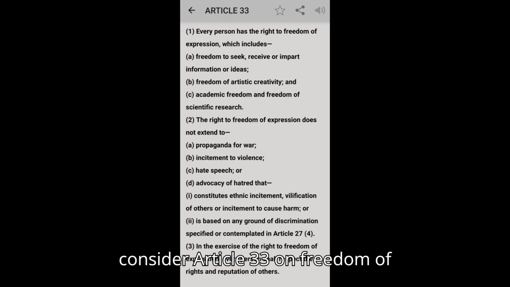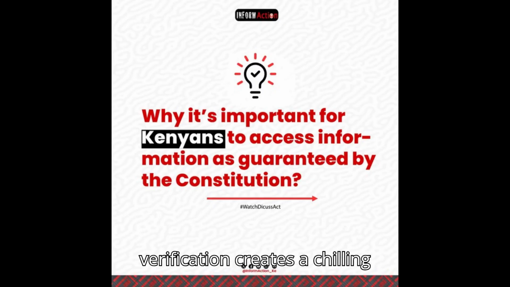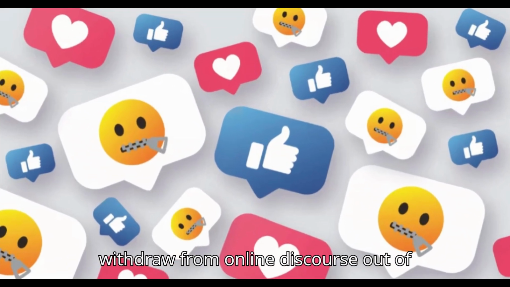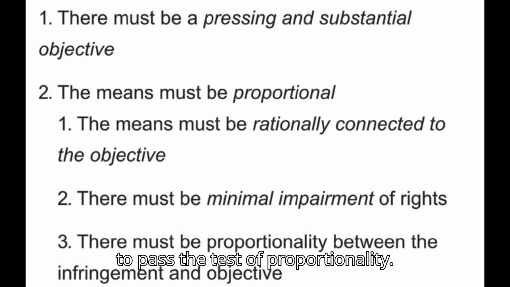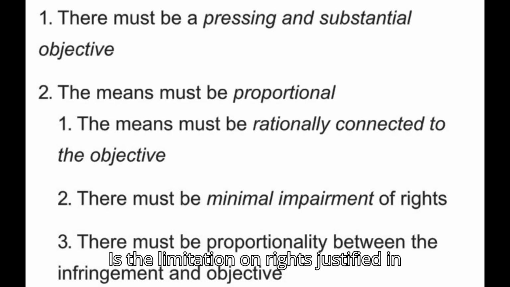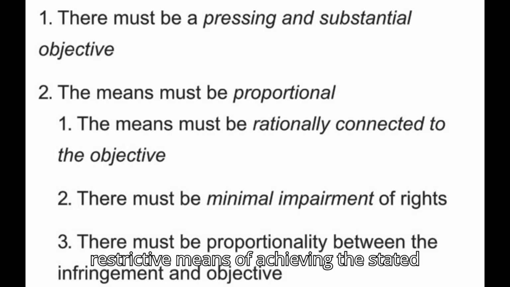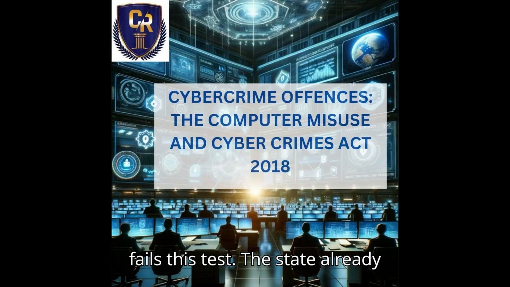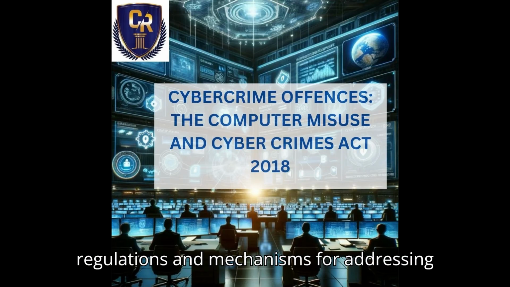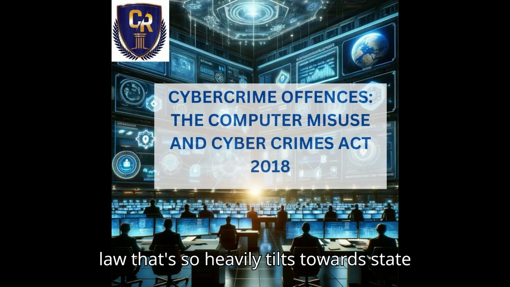Next, consider Article 33 on freedom of expression and Article 35 on access to information. Restricting social media access through mandatory ID verification creates a chilling effect, where people may self-censor or withdraw from online discourse out of fear of surveillance. From a legal perspective, such provisions would need to pass the test of proportionality. Is the limitation on rights justified in a democratic society? Is it necessary, reasonable, and the least restrictive means of achieving the stated goal? Critics argue the bill fails this test. The state already has cybercrime laws, data protection regulations, and mechanisms for addressing online harm. Why then a new law that so heavily tilts towards state control?